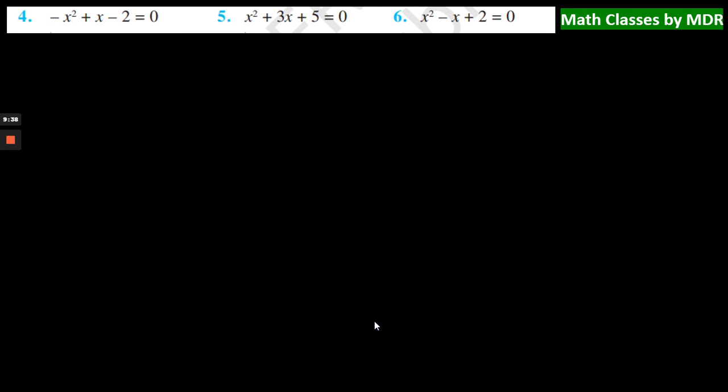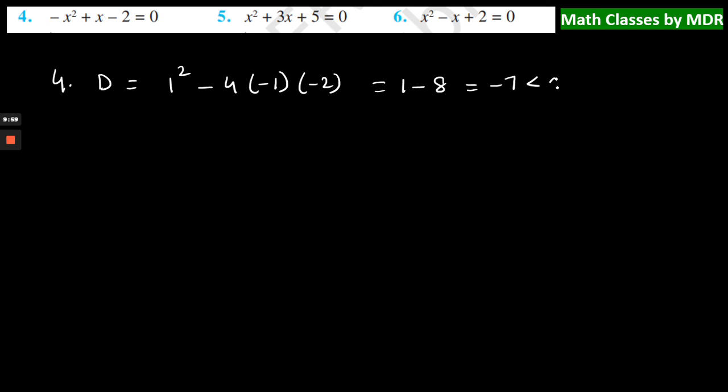Now let us see the fourth one. The fourth one is minus x squared plus x minus 2. What is the discriminant here? 1 squared minus 4a c, where a is minus 1 and c is minus 2. So minus 2 into minus 1 is plus 2. Plus 2 into minus 4 is minus 8. So this is 1 minus 8, which is less than 0. Your discriminant, b squared minus 4ac, is minus 7.